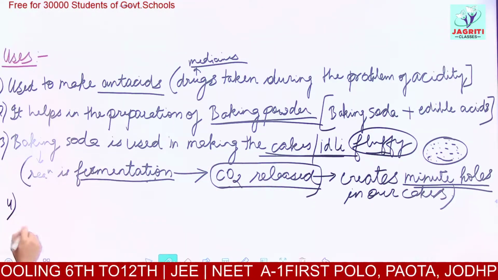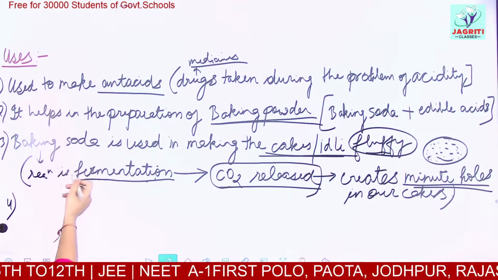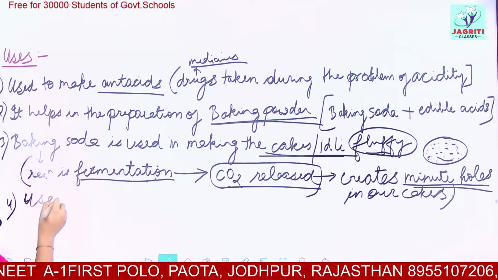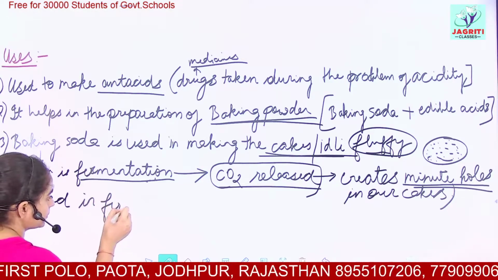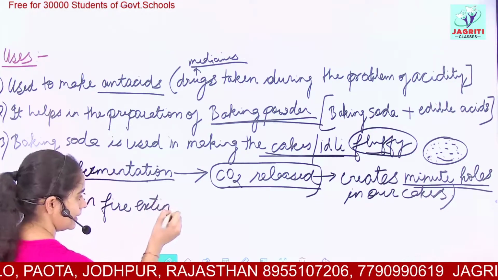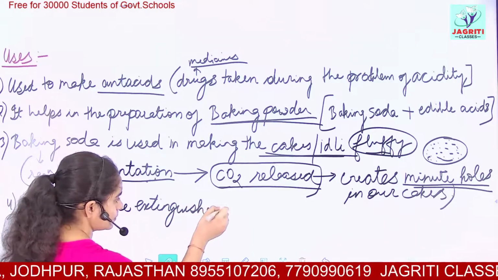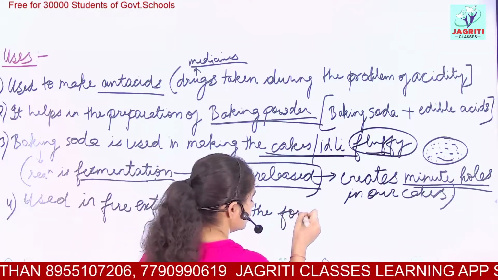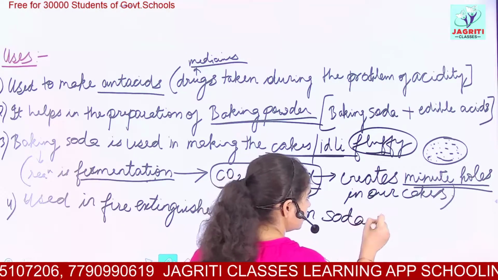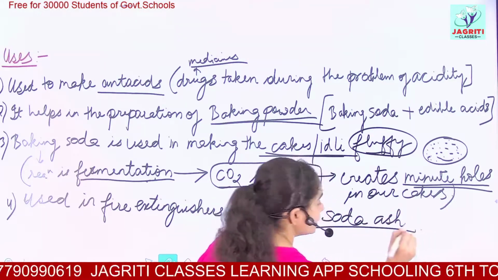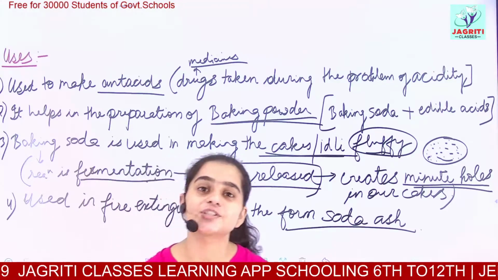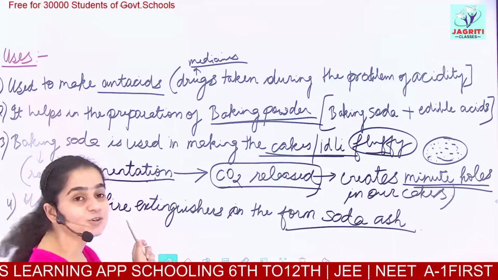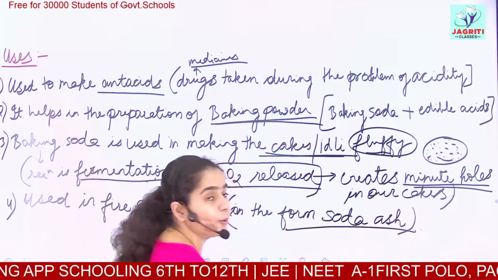Then comes the next use of baking soda. So baking soda is used for making antacids. It is also used in fire extinguishers in the form of soda ash. Remember this, baking soda is also used in fire extinguishers. Fire extinguishers are the devices which help to prevent fire. So baking soda is used in fire extinguishers in the form of soda ash.